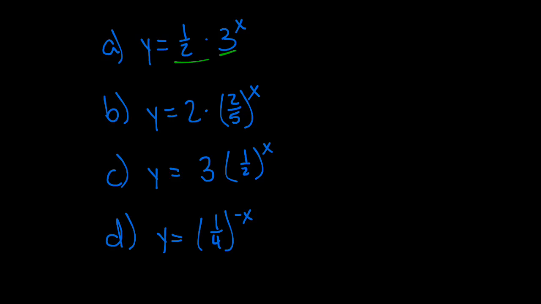So here we have a base of 3. That's something greater than 1. Every time that we multiply by that 3 again, it's going to get larger. That 3 is greater than 1. This is exponential growth. And the next one, again, that 2 doesn't matter. It just has to be positive, and it is. That 2/5, that's between 0 and 1. So every time that we multiply by 2/5 again, that value is going to get smaller. So the value is shrinking. So this is exponential decay.